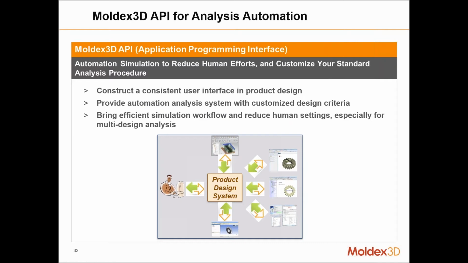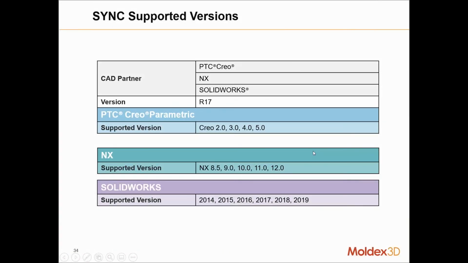If you want a more advanced simulation, we also support API. So the system will automatically run those simulations through the API application. Here are the versions we could support for PTC, NX, and SolidWorks. For Creo, up to 5.0, for NX, up to 12, for SolidWorks, up to 2019.